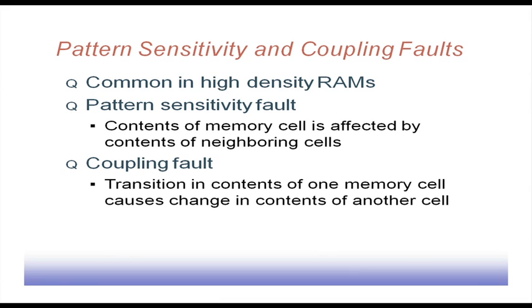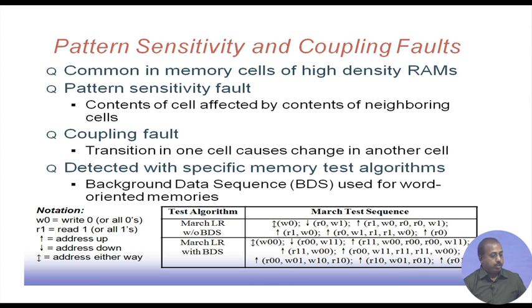Another type of faults which are common in memories are called pattern sensitivity and coupling faults. They are common in high density memories. A pattern sensitivity fault means the content of a memory cell is affected by contents of neighboring cells, and a coupling fault means that the transition in contents of one memory cell causes change in the contents of another memory cell.